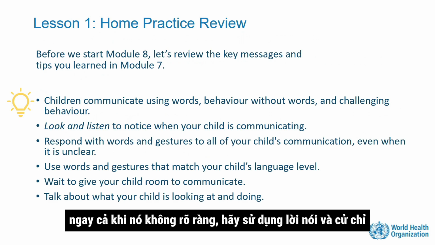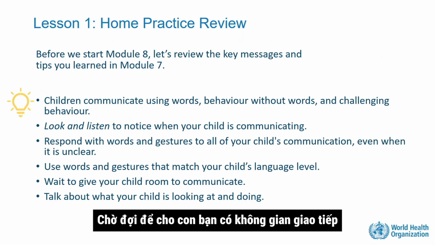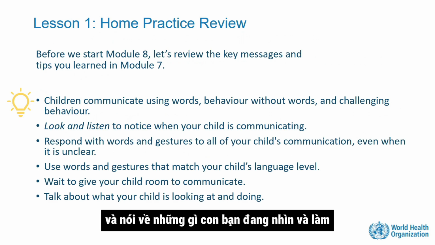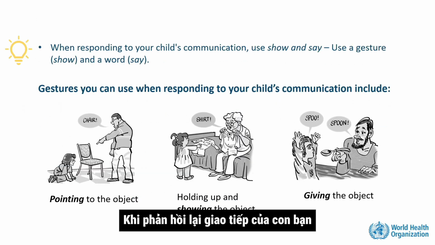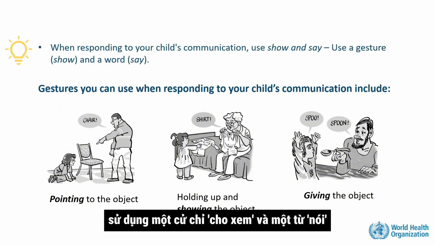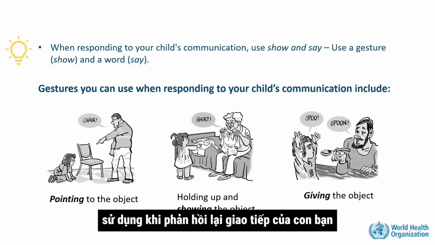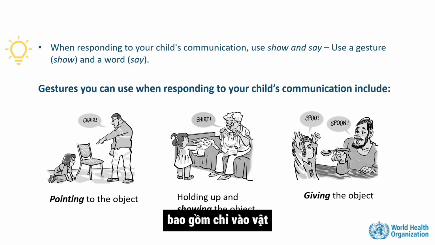Use words and gestures that match your child's language level. Wait to give your child room to communicate. And talk about what your child is looking at and doing. When responding to your child's communication, use show and say. Use a gesture, show, and a word, say. Gestures you can use when responding to your child's communication include pointing to the object, holding up and showing the object, and giving the object.